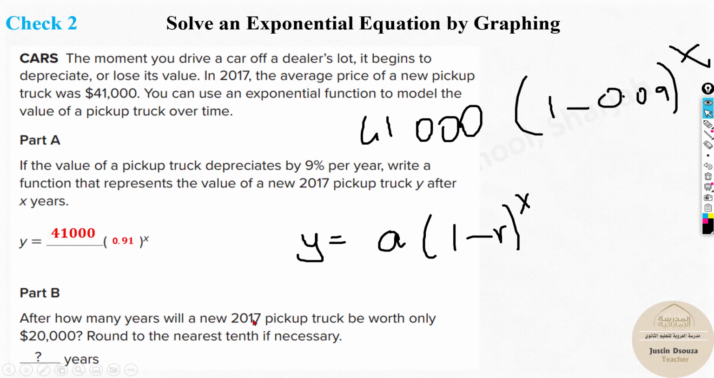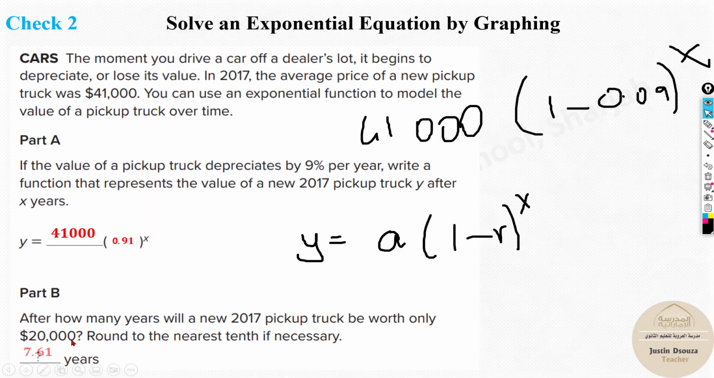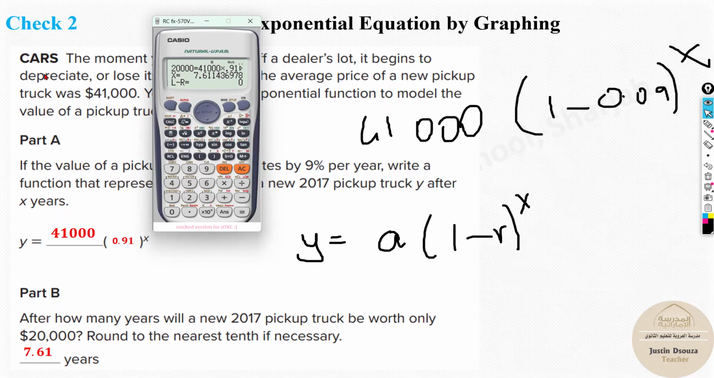And how many years? They are asking when this will depreciate to 20,000. So the y value is given to be 20,000. We can use the calculator and solve it. So 20,000 equals 41,000 multiplied by 0.91 to the power x. Now shift and solve. That means after 7.61 years, the value of this pickup truck would depreciate down to 20,000.